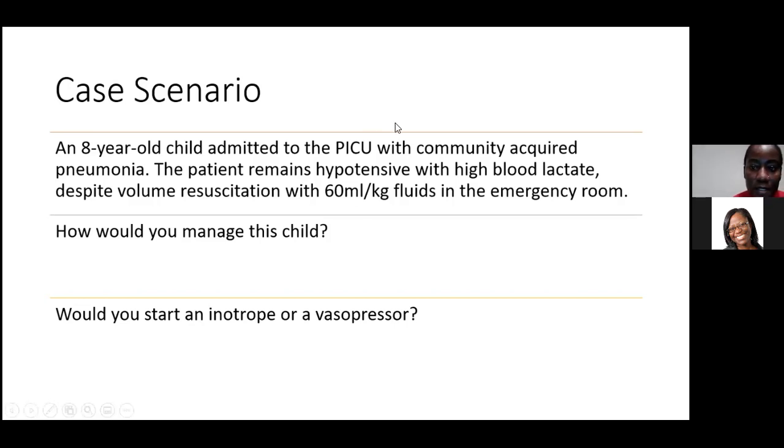So maybe Chisambo, you can look out for hands raised, because I won't be able to see. Okay, Dr. Chimwemwe Zulu, at the moment, you are the first to join. So please, what would you do for this patient?